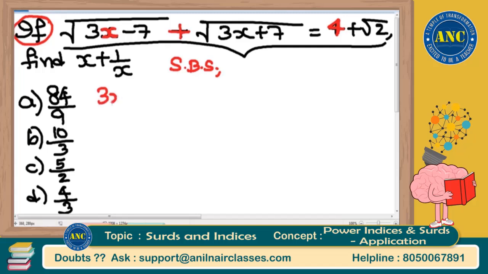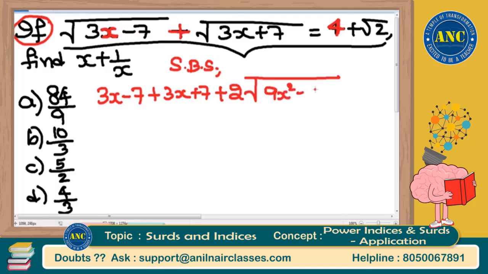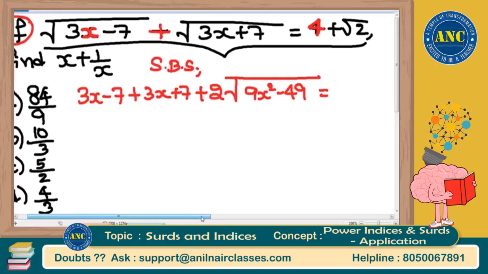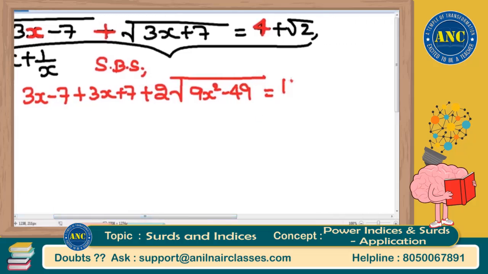a square is 3x minus 7. b square is 3x plus 7, plus 2ab. 2 into a into b, a into b is the square root of (3x minus 7) into (3x plus 7), which is 9x square minus 49. Similarly, the right hand side if I square it: a square is 4 square, 16; b square is root 2 whole square, 2; and 2ab, 2 into 4 into root 2, which is 8 root 2.